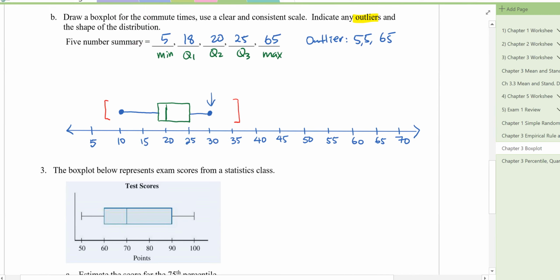And once I've done this, now I'm going to draw my outliers. The outliers, we have 2 copies of 5, so 1, 5, 2, 5. We also have 65. Okay, now I finish my box plot.